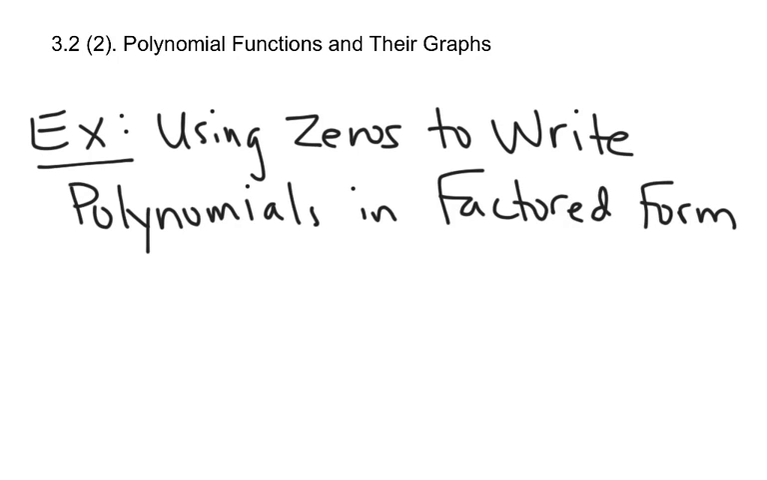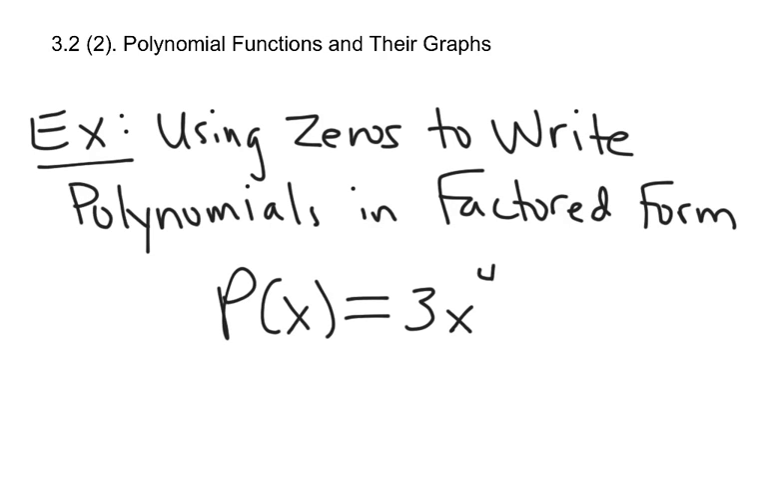In the last video for polynomial functions and their graphs, we used zeros to determine what the graph of a polynomial would look like. Now, I'm going to use the zeros of a polynomial in order to determine what the equation of the function is in factored form.